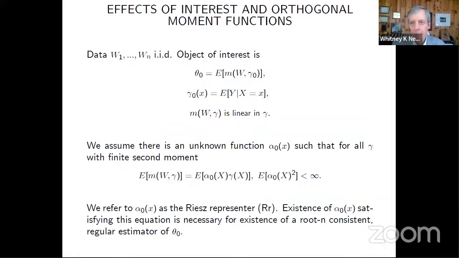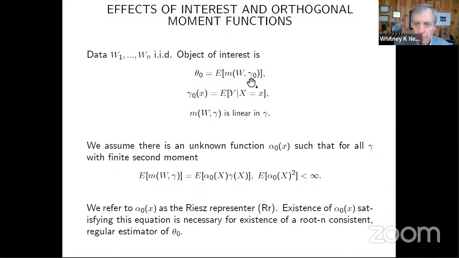Okay, so here's the setting of the paper. This is now a general framework. We're transitioning from looking at regression and average treatment effect to a general setup. It's going to include both of those examples and many more. So the data, we continue to look at IID data. The object of interest is going to be this parameter. It's just a scalar, a number, and it's going to be equal to the expectation of a function m of a data observation and of a regression. This is the general parameter of interest.